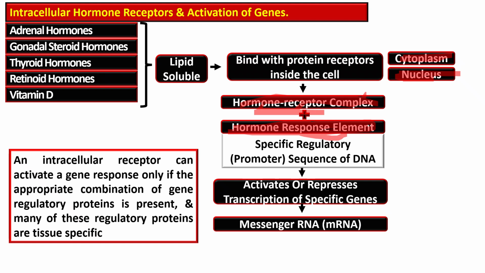So an intracellular receptor can activate a gene response only if the appropriate combination of the gene regulatory protein is present, and many of these regulatory proteins are tissue specific. The onset of the effect is slow, it takes minutes to hours to days, but it is long lasting, in contrast to the rapid acting peptide hormones.